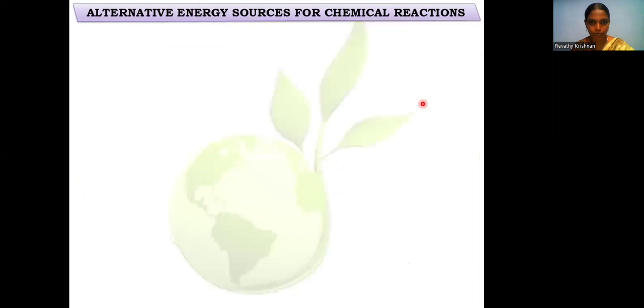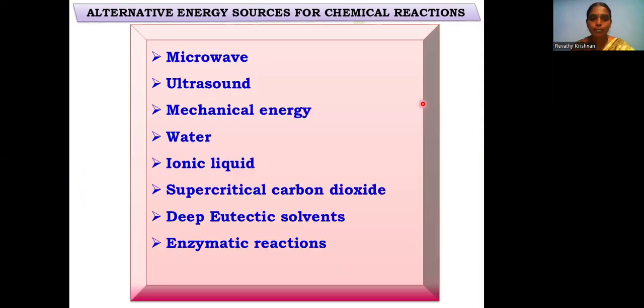What are the alternative energy resources for performing a chemical reaction? We can perform organic conversions by using microwave, ultrasound, mechanical energy, water mediated reactions, ionic liquids, supercritical carbon dioxide, deep eutectic solvents, enzymatic reactions, and so on. So we have n number of alternative energy resources for performing chemical reactions, rather than the simple mode of performing the reaction by means of heating. So these are known as alternative energy resources.